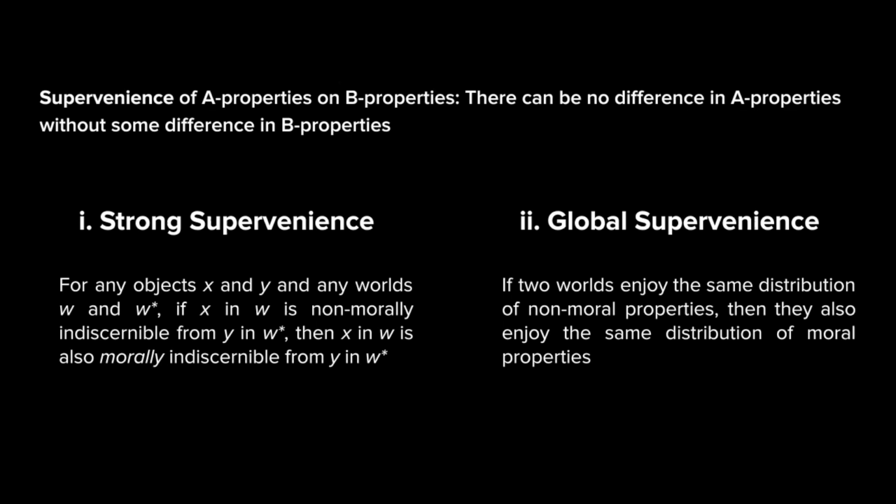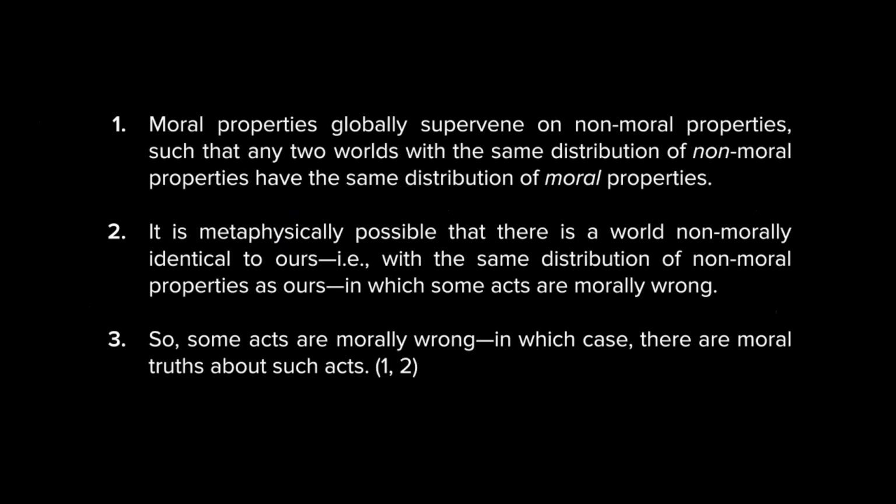That seems really plausible. But once you grant the global supervenience thesis, you open yourself up to the following argument that uses in premise one the global supervenience thesis and adds to it that, hey, it's actually possible that there's a world that's non-morally just like ours. It's identical to ours, and in that world, some acts are morally wrong. And because the distribution of non-moral properties necessitates the distribution of moral properties, and because there's another world with the exact same distribution of non-moral properties as our world, and that one does indeed have moral properties, our world is thereby going to have moral properties as well. That is the thrust of Coons's argument.